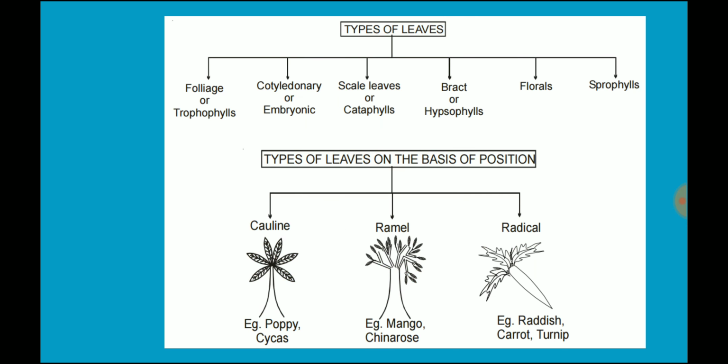Types of leaves: foliage, cotyledonary, scale leaves, bract, floral leaves and sporophylls. So these are certain types of leaves on the basis of their position, like the cauline, ramal and the radical, as shown in this figure.